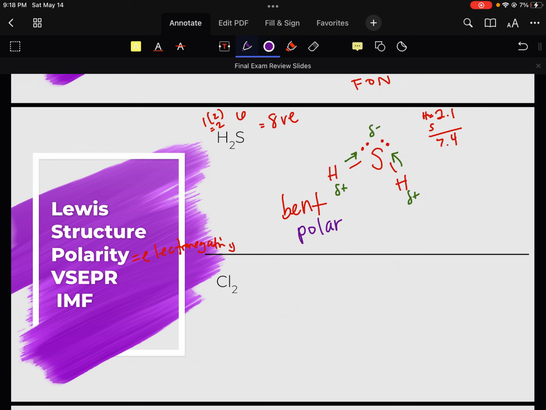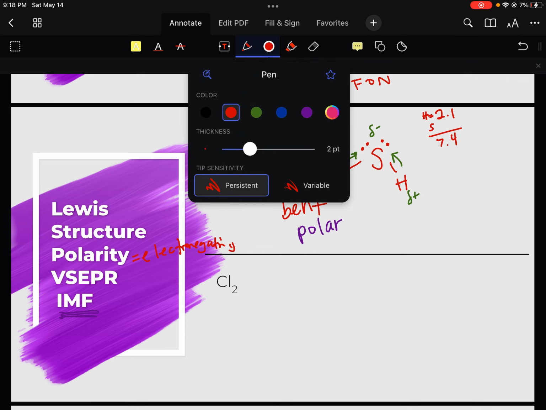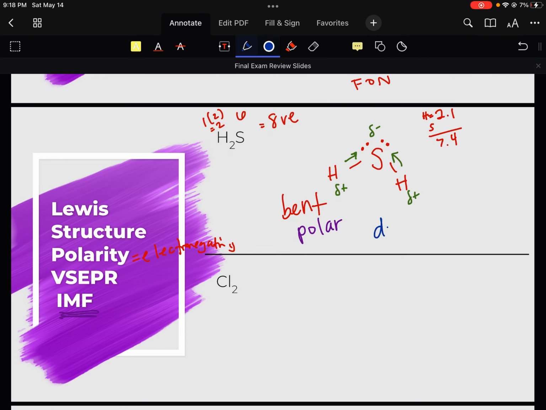And then if I wanted to think about my IMFs, I know that a polar molecule has dipole-dipole and LDF, because everything has LDF. And then I need to look, does it have hydrogen bonding? Is it H bonded with F, O, or N? No, so it's just these 2.